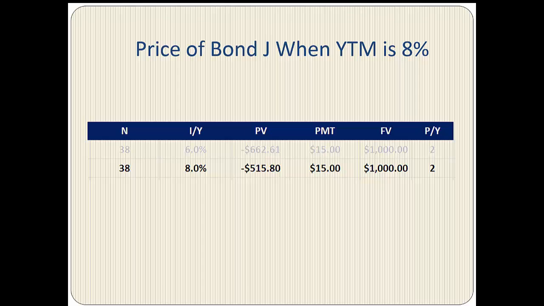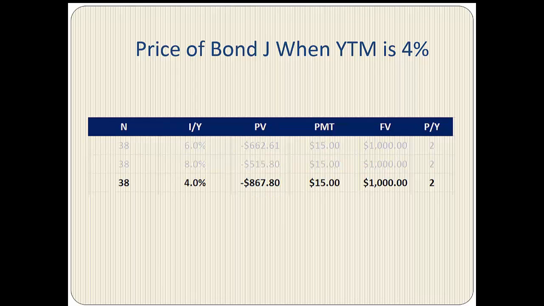We repeat the financial calculator steps to find the present value by discounting the cash flows by 8%, which represents a rise in the yield to maturity of 2%. The present value comes out to $515.80. We repeat the calculator steps to find the present value by discounting the cash flows by 4%, which represents a drop in the yield to maturity of 2%. The present value comes out to $867.80 this time.